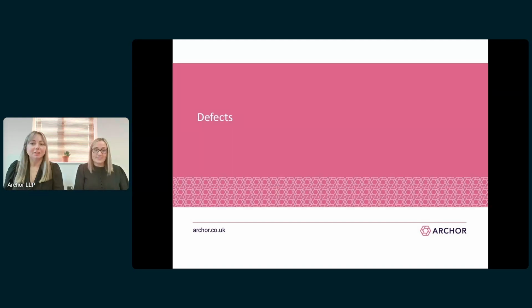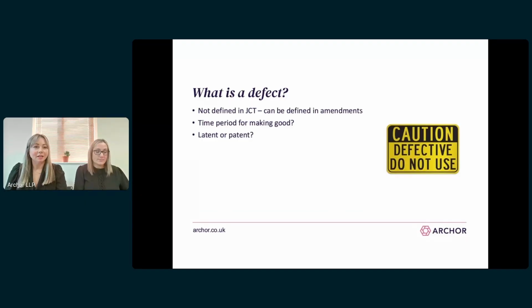Thank you. So the first clause I'm going to look at relates to defects. Firstly, what is a defect? Well, the term itself isn't defined in the JCT suite, but you do occasionally see it defined in amendments. But generally, a defect in a construction contract refers to work or materials that fail to meet the specifications or standards required by the contract. So this can arise due to faults in the work, materials or design, or deficiencies in the quality of the work itself.